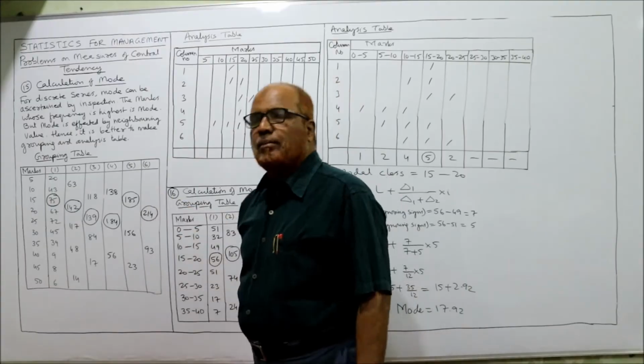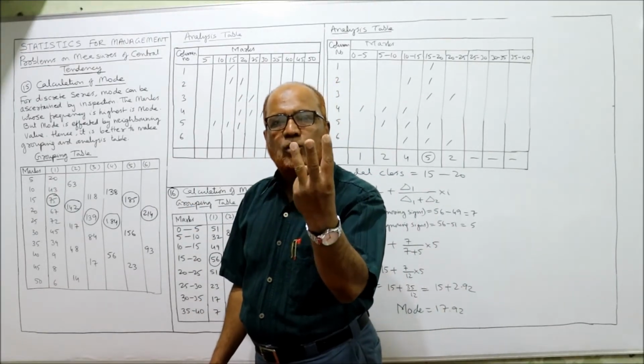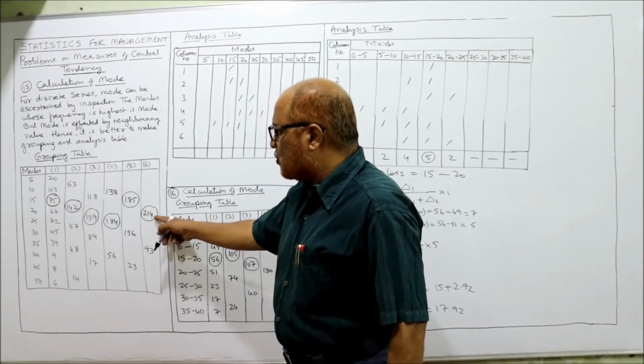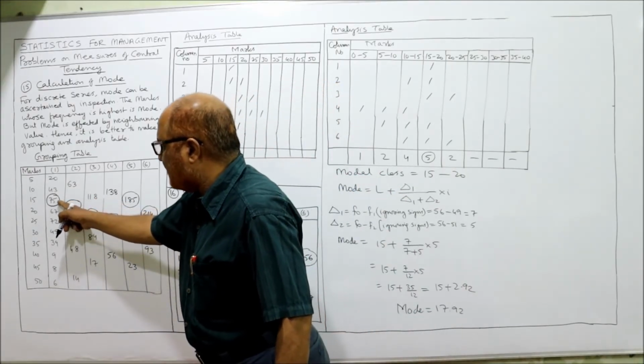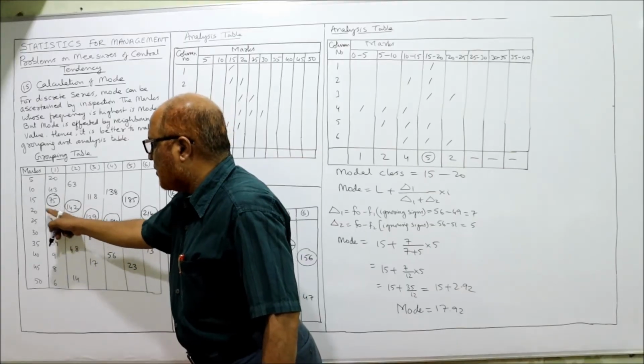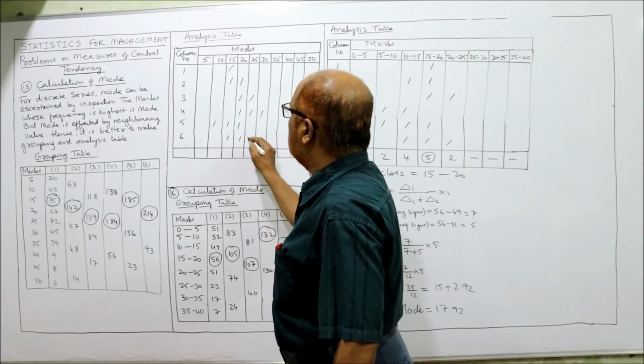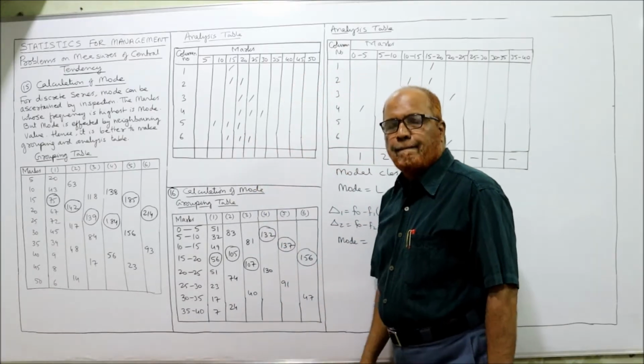Last column, sixth column. In sixth column, leave the first two and then group them in threes. So this 214 is the total of 75, 67 and 72. These three. So 15, 20, 25. That's all.